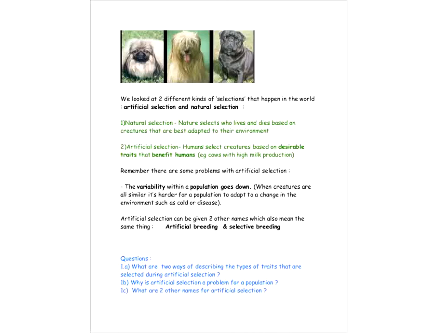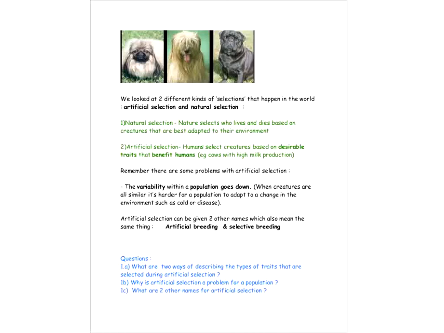So there's questions in blue, and I'll just ask you guys the questions after we kind of go through some of the stuff. So we went through two different kinds of selection, right? And you remember they were artificial selection and natural selection. And so natural selection, nature selects who's going to live and who's going to die, right? And it's based on whichever creatures are best adapted to their environment. Now, artificial selection, it's not nature that does the selecting, it's humans that select. And the types of creatures they select are ones that have desirable traits and ones that benefit humans.